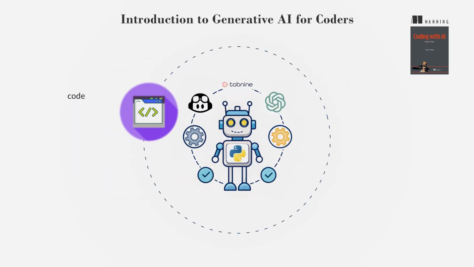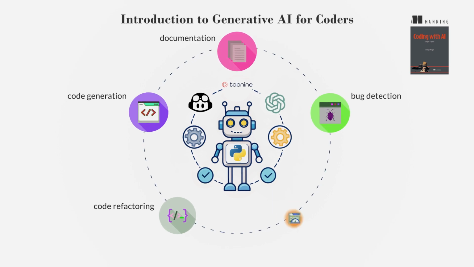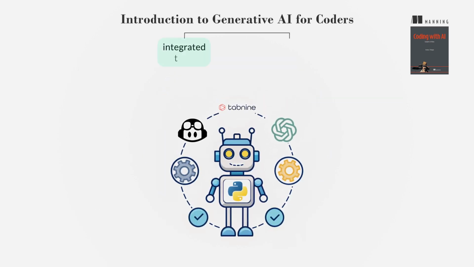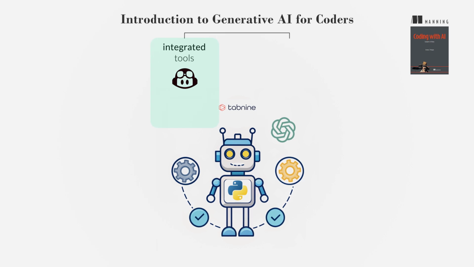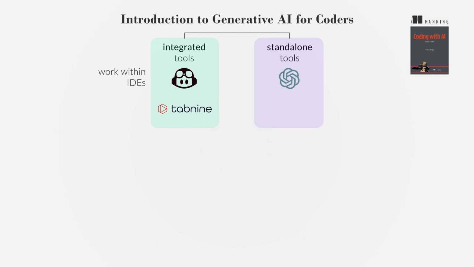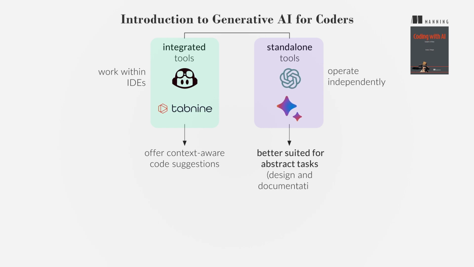Generative AI can automate code generation, bug detection, documentation, code refactoring, and test case creation, making coding more efficient and enjoyable. Tools can be categorized into integrated tools, for example, GitHub Copilot and Tabnine, that work within IDEs, and standalone tools, for example, ChatGPT and Google Bard, that operate independently. Integrated tools offer context-aware code suggestions, while standalone tools are better suited for abstract tasks such as design and documentation.